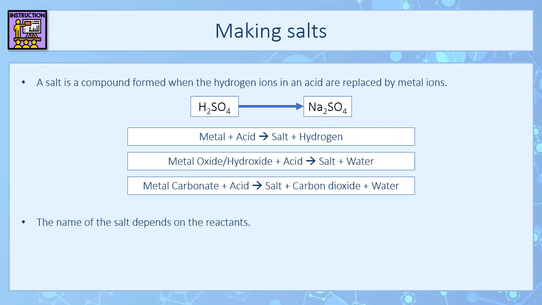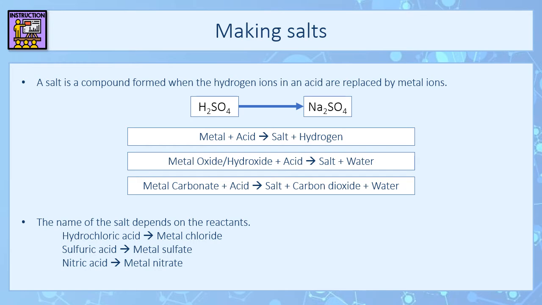The name of the salt you get will depend on the reactants you use. The first part of the name of the salt will always be the metal, from either the metal oxide or hydroxide, or the metal carbonate. The second part of the name depends on the acid you use. If you use hydrochloric acid, the second part of the name will be chloride. If you use sulfuric acid, the second part of the name will be sulfate. And if you use nitric acid, the second part of the name will be nitrate.